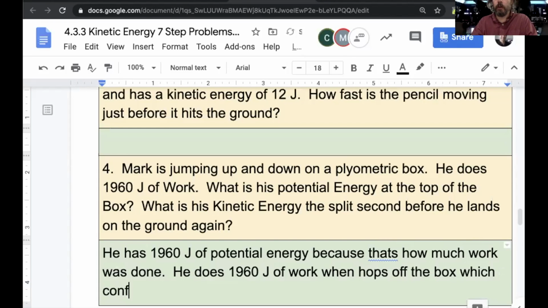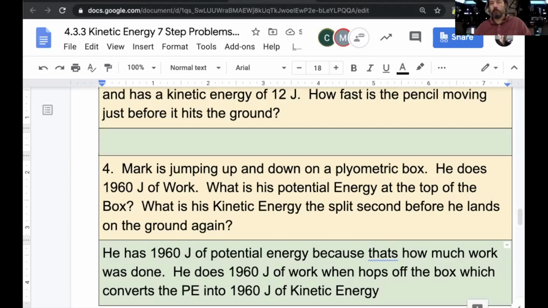which converts the potential energy into 1960 joules of kinetic energy right before he hits the ground. Because once he hits the ground, is he moving anymore? Nope, he stopped moving. No more energy. Okay, kinetic energy is 0. Okay, we're going to talk about what happens to that energy next week. No, wait, later this week, because it doesn't disappear. It turns into something else.